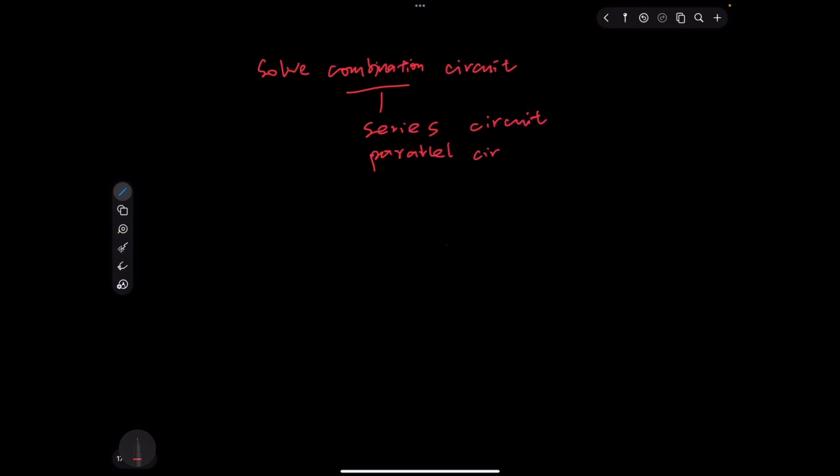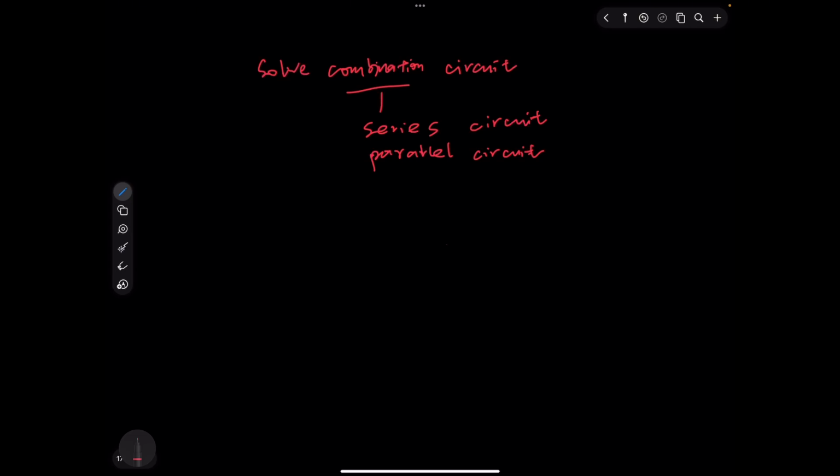In today's video, we're going to learn how to solve a combination circuit. When we say combination, that means the circuit has both a series part and also a parallel part. Okay, now let's get started.